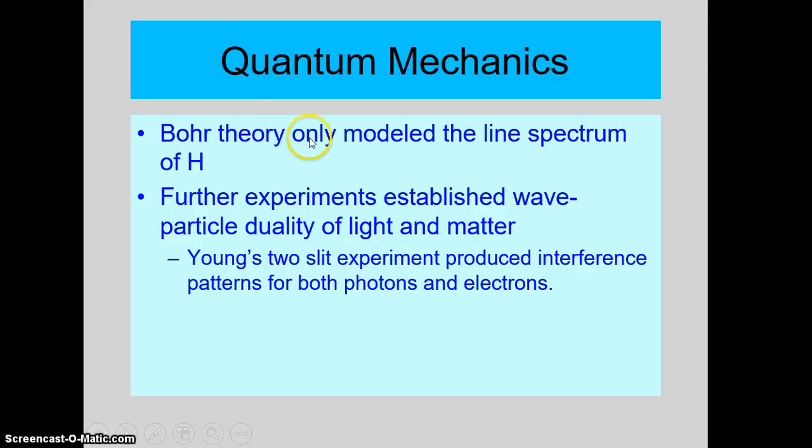Although it's the most abundant element in the universe, we'd still want to be able to explain all the other elements. And so getting back to this idea of, remember in chapter 7 we found that light, photons of light, or light in general, acts as a wave and a particle at the same time.